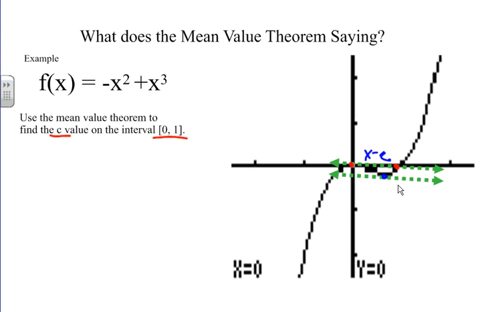In order to find that, we're going to first find f prime of C. F prime of C is the derivative, so we can find the slope of the tangent line. We have negative 2x plus 3x squared. After that, we need to figure out what the slope of that secant line is, because this is the slope of the tangent.